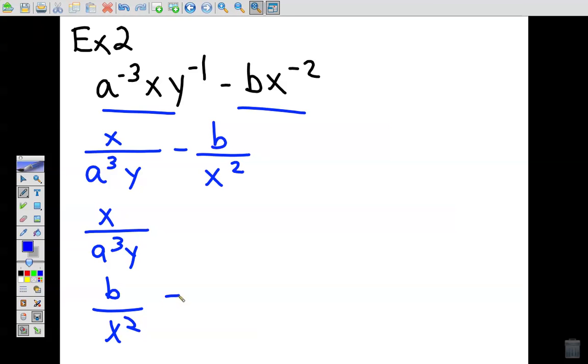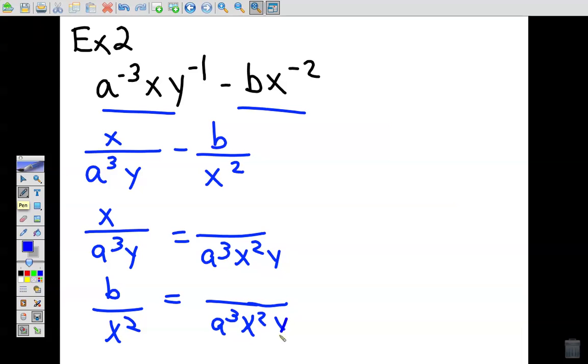Now I want you to think about what our common denominator is. All right, so we've got an a cubed, right? I've got an x squared. So we've got an x squared in the bottom, and then we've got a y. All right, now let's finish this off and let's find the numerators. So let's see, a cubed y times what gives me the common denominator? Let's see, what am I missing? I'm missing an x squared, so I need to multiply the top by x squared.